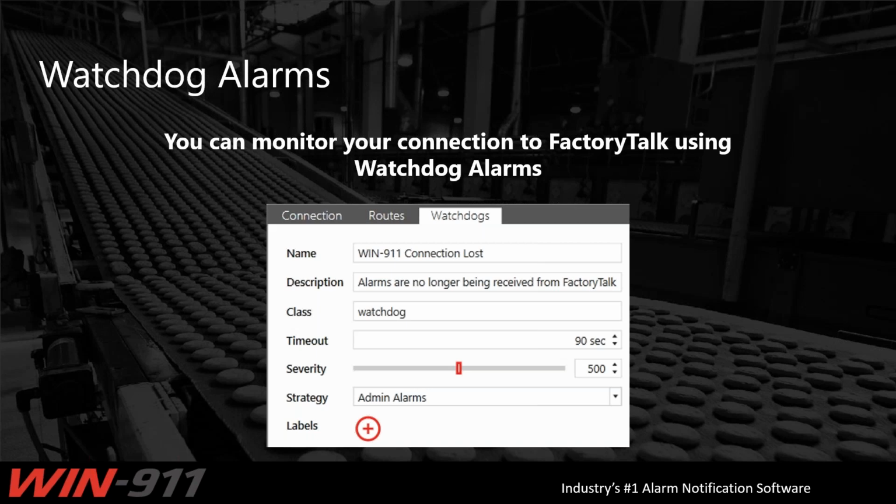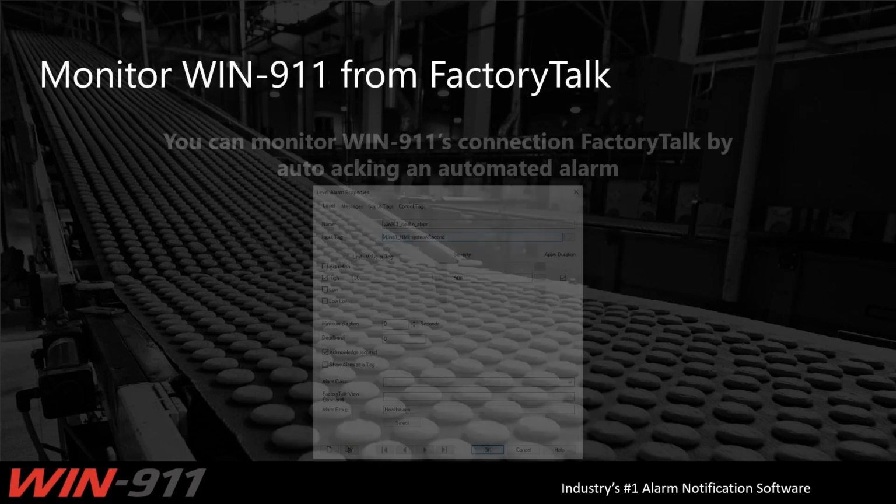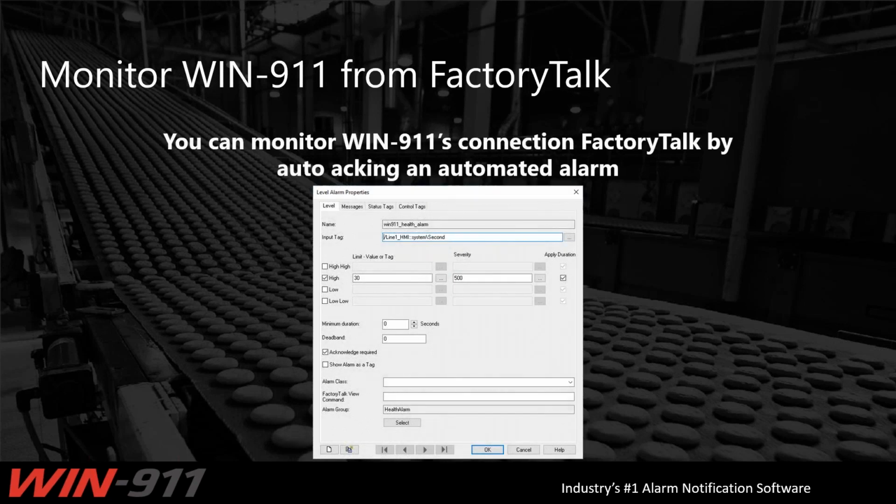Now, I get asked a lot about a heartbeat to FactoryTalk, and unfortunately, there's no way for us to implement a data poke or a heartbeat in WIN-911, as there's no way to write process values back to FactoryTalk through the alarm and event toolkit. However, you can simulate this by creating an alarm that automatically changes on a timer, similar to the watchdog, and then have WIN-911 ack the alarm anytime it comes in. So if the alarm were to remain unacknowledged, then it's no longer running.